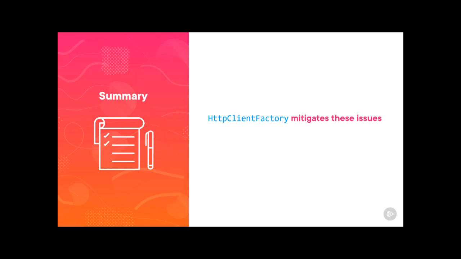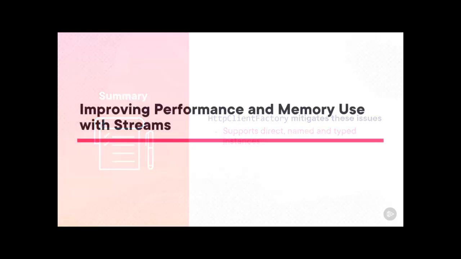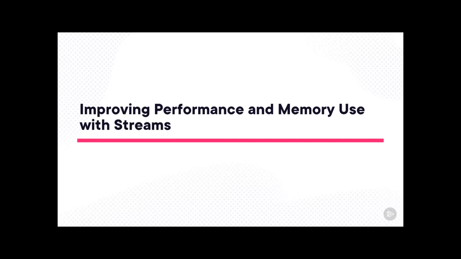As we've seen in the demos, it supports direct instantiation, named instances, and typed instances. There is no best option here. It really depends on your requirements and/or architecture. With what you've learned up until now, you should be able to write basic integration code with correct HTTP client instance management. But we're definitely not yet at the best practice approach. In the next module, we'll dive into improving performance and memory use with streams.